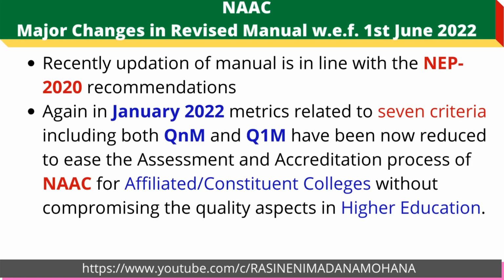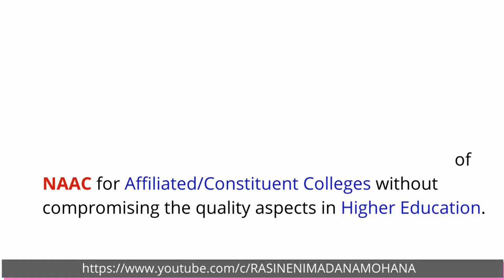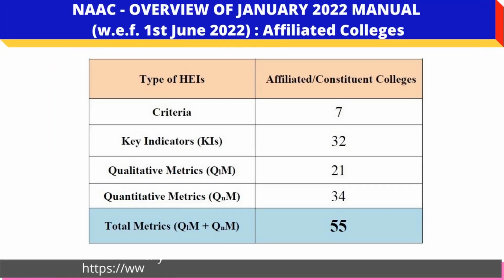Now the 96 metrics, a combination of quantitative and qualitative, are drastically reduced in the new manual and some of them are removed. So then coming to the revised manual, total number of metrics criteria wise. Here affiliated and constituent colleges and UGPs together, the same only we have to follow. Total 7 criteria. Then key indicators here 32. Here you can see qualitative metrics. So in the previous old manual around 60 are there.